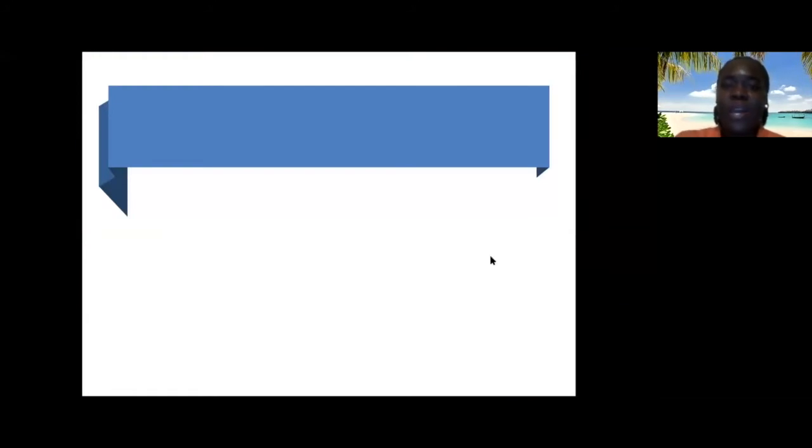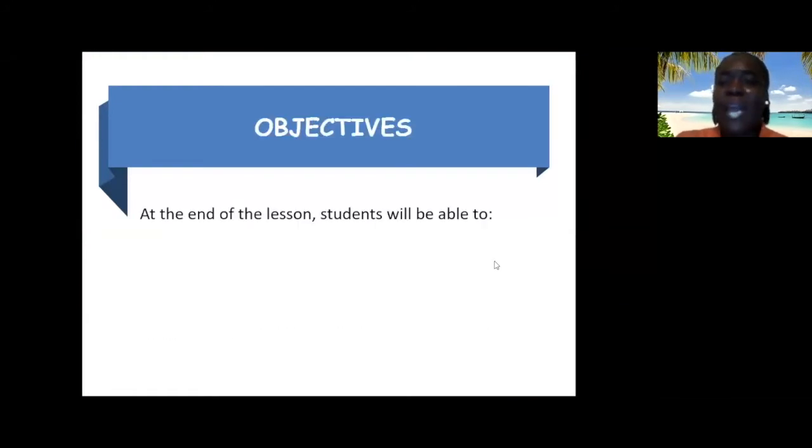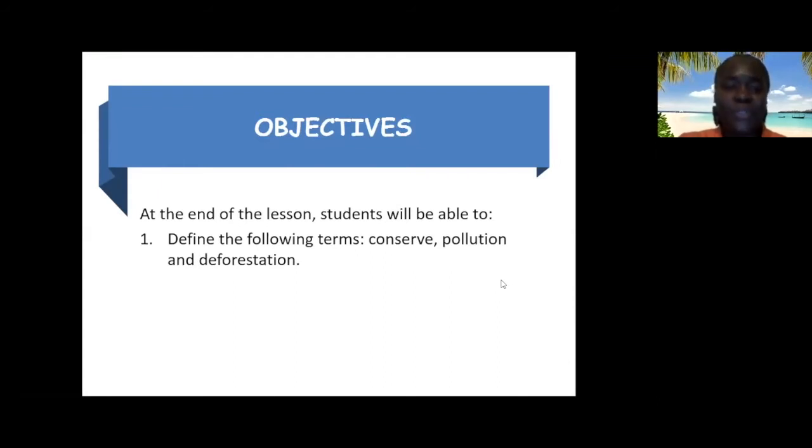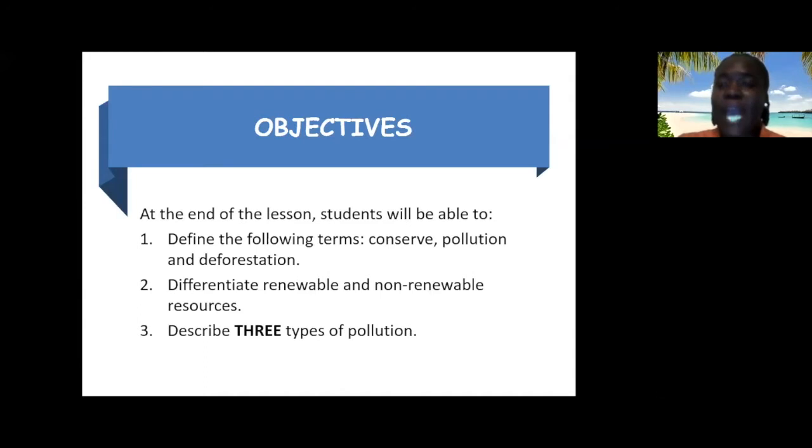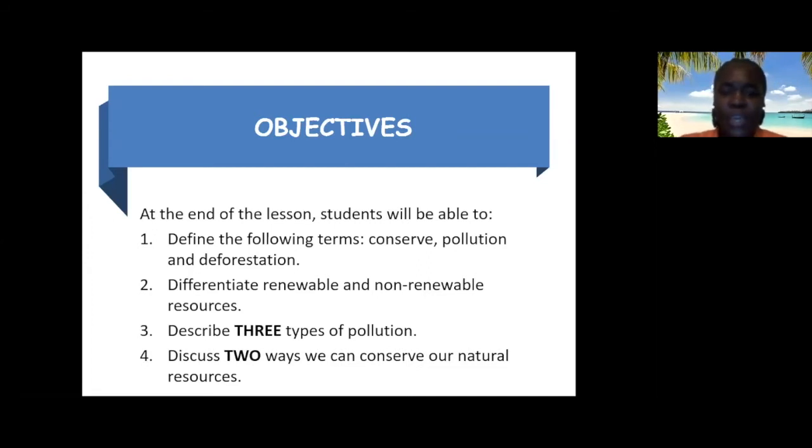Okay. So let's go over our objectives for the day. At the end of the lesson, students will be able to define the following terms: conserve, pollution, and deforestation. Secondly, differentiate renewable and non-renewable resources. Thirdly, describe 3 types of pollution. And fourthly, discuss 2 ways we can conserve our natural resources. All right, so those are our objectives for today. Let's continue on.